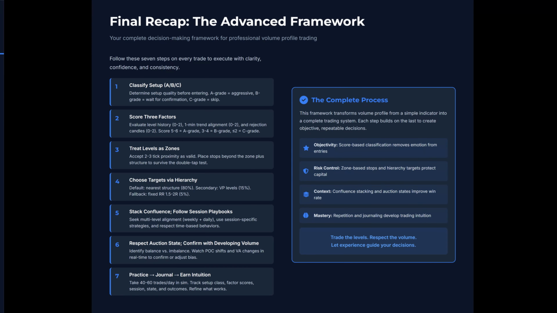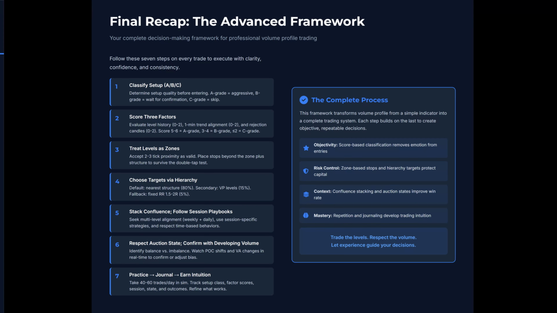Your secondary target is the next volume profile level. Use this for approximately 15% of trades. If the nearest structure is very close to your entry, less than 1.5 R, then target the next VP level instead. That could be the previous day VAH, VAL, or POC, or it could be the weekly VAH or VAL. Look for the next significant volume node that offers a realistic profit target.